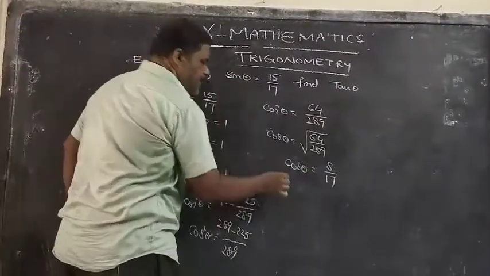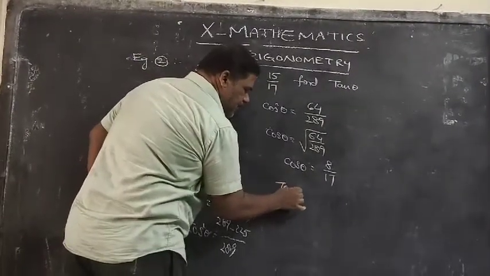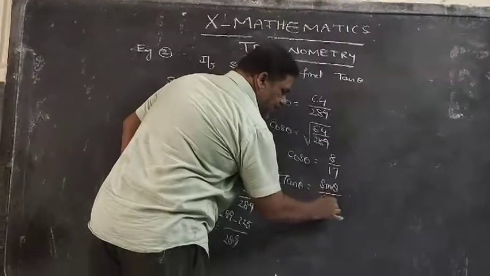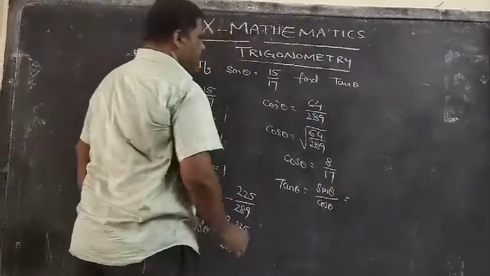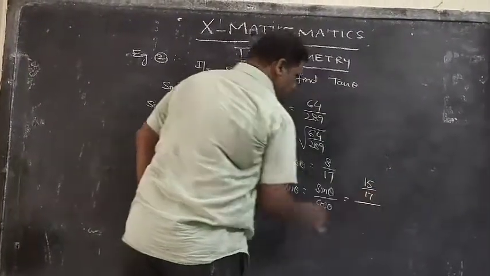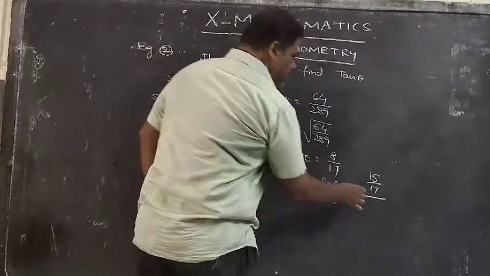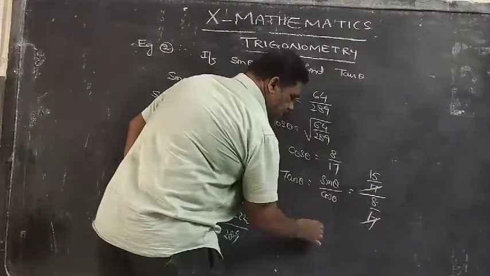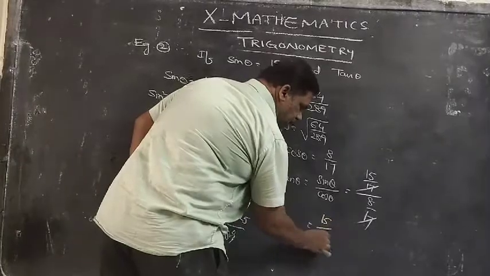If you know sin theta and cos theta, then tan theta is equal to, formula is sin theta by cos theta. Sin theta is 15 by 17. Cos theta is 8 by 17. So this 17 you can cancel. Answer is 15 by 8.